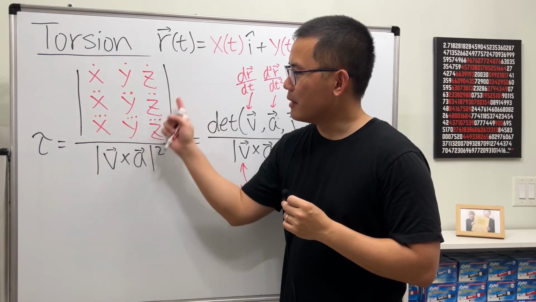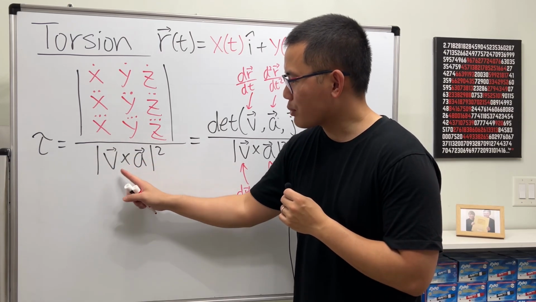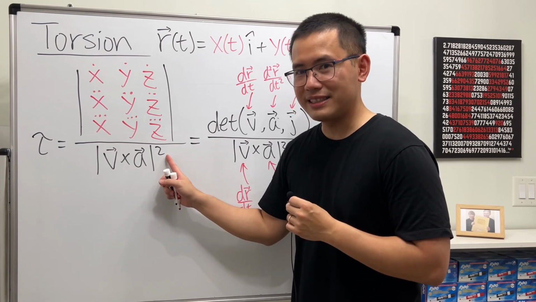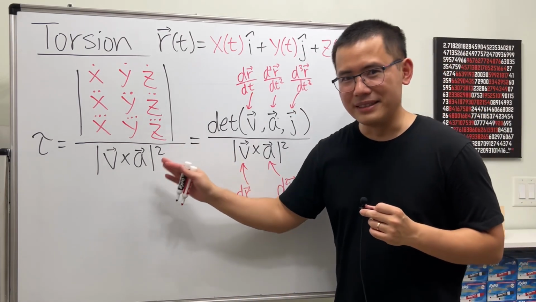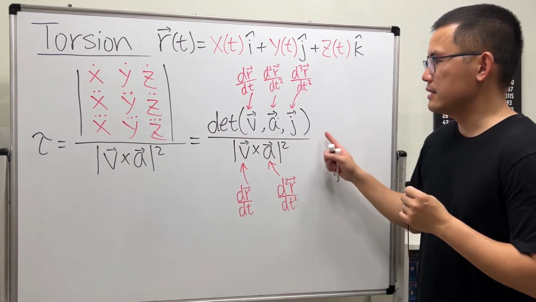Once we have the determinant, we will divide that by the magnitude of the cross product of the velocity and the acceleration, and then square that. Yes, this right here is definitely not an easy formula. And we can also write this as the following.